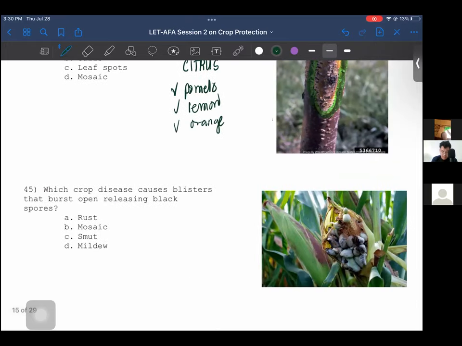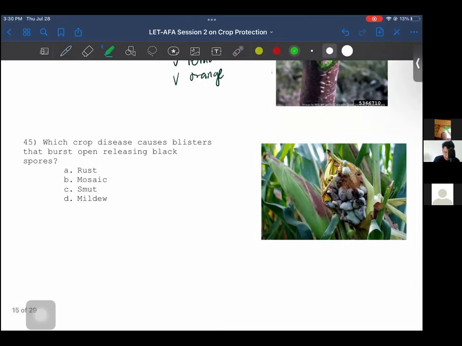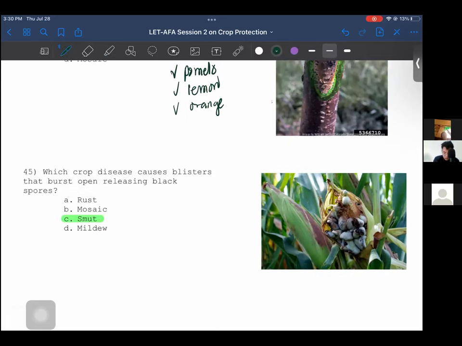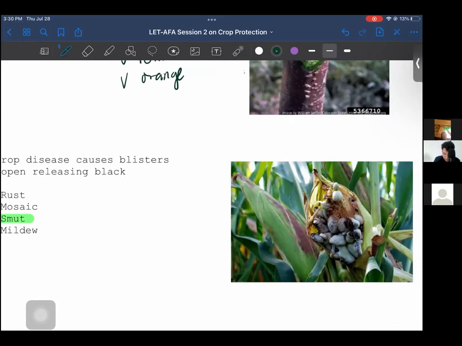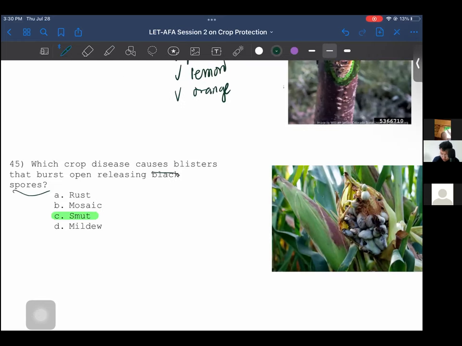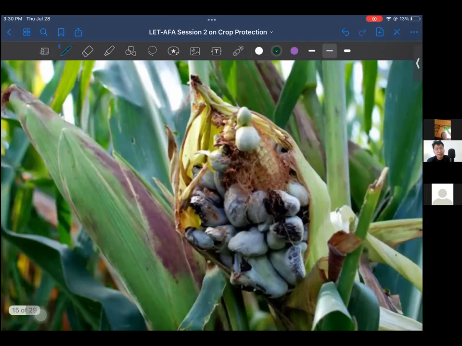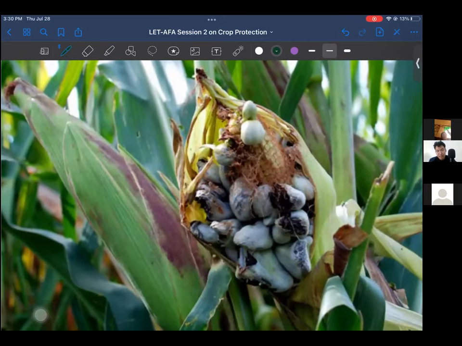Ito naman ang smut. Ang tawag dito ay smut. Ayan. This is black smut of corn. Sa corn ito, sabi na blisters that burst open. Di ba ang pangit na niya? Burst open, releasing black spores. So ganito ang itsura ng smut. Sa smut, ang pinaka-characteristic niyan ay black. Parang lumalaki. Ano ba yung blister sa Tagalog? Na parang ano ito, di ba? Tama ba? Paltos.